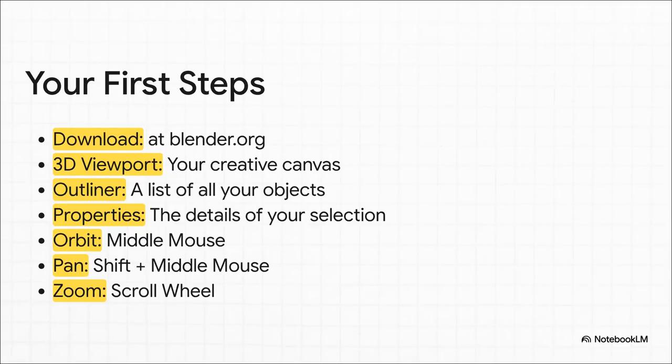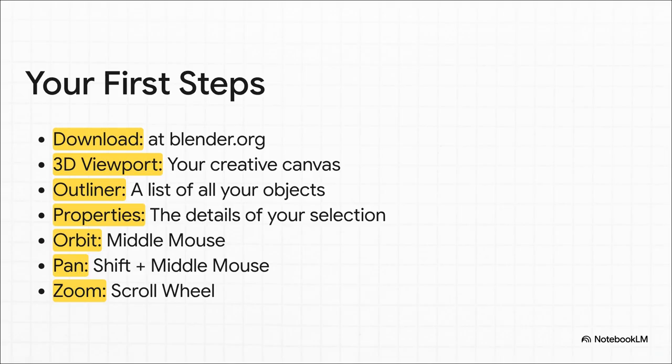First things first, you're going to want to head over to blender.org and get it downloaded. Now, when you open it up, just ignore all the noise and focus on a few key things. The big window in the middle, that's the 3D viewport. It's your canvas. The list on the top right, that's the outliner, basically your inventory. And the panel on the bottom right, that's properties, where you tweak the details.